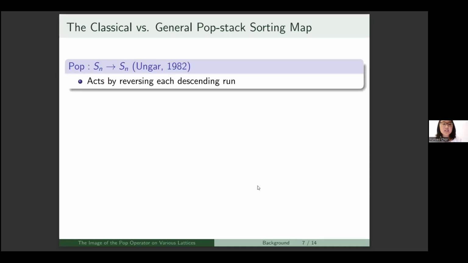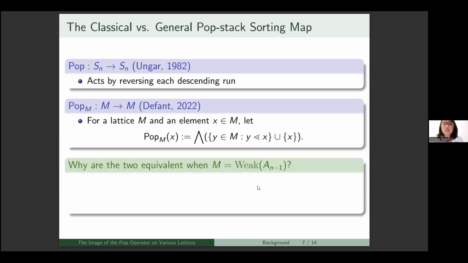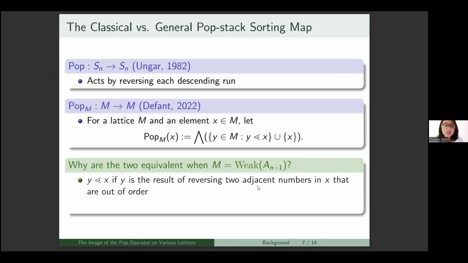And indeed it does. And so recall that the classical pop stack sorting map takes a permutation of length n and acts by reversing each descending run. And recall that this is a generalized definition of pop stack sorting map, where you take an element, look at all the things it covers, and then take their greatest lower bound. And so we can ask why the two are equivalent when M is weak A of M minus 1.